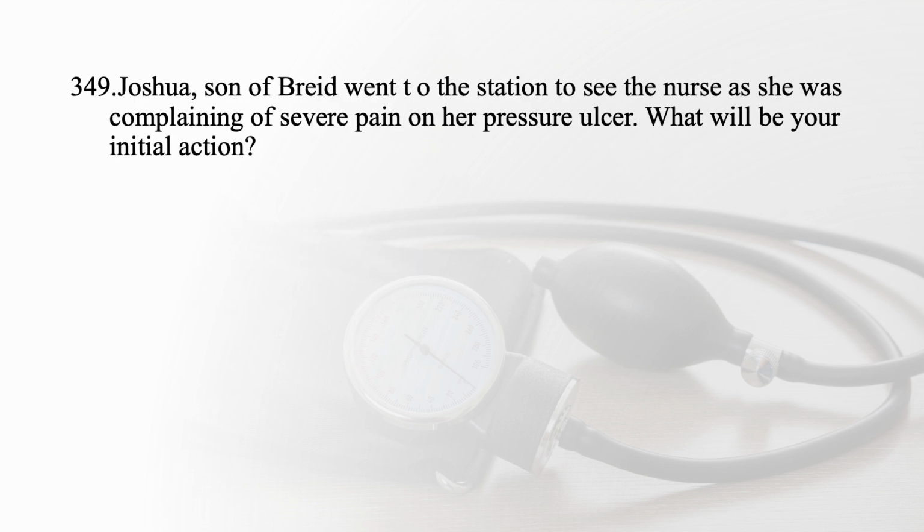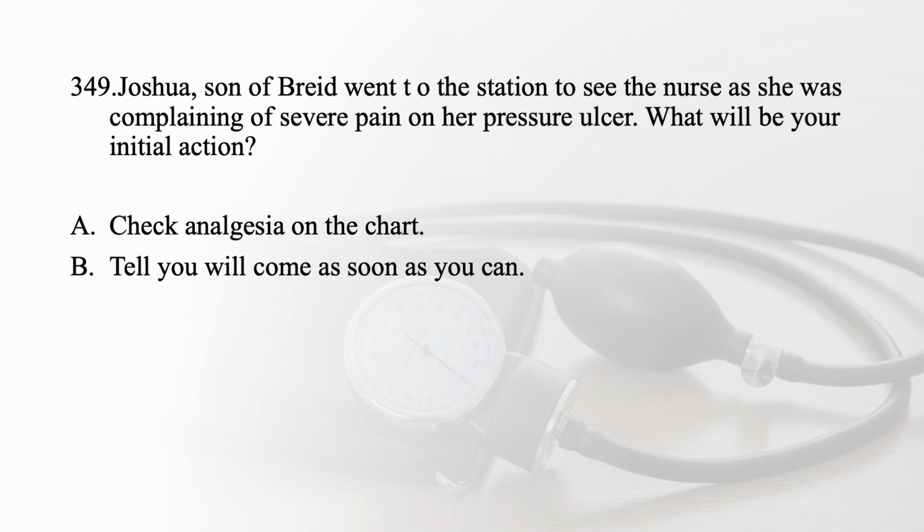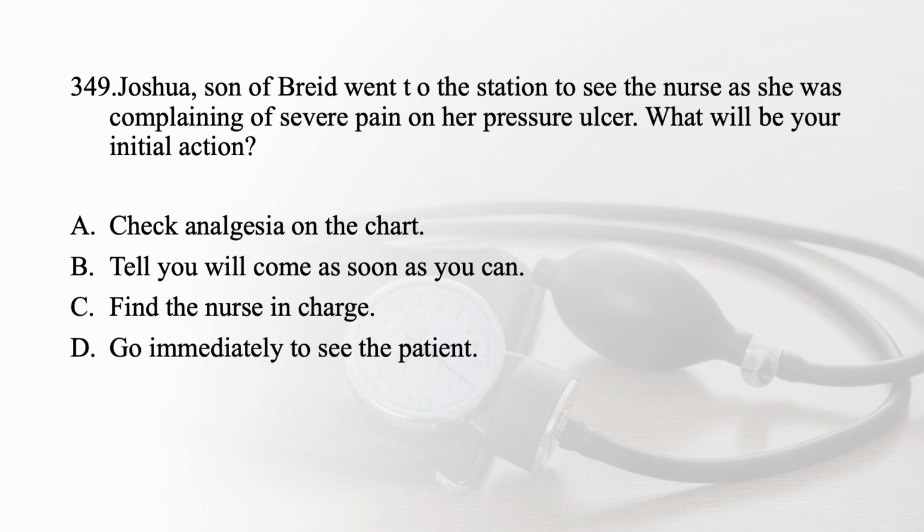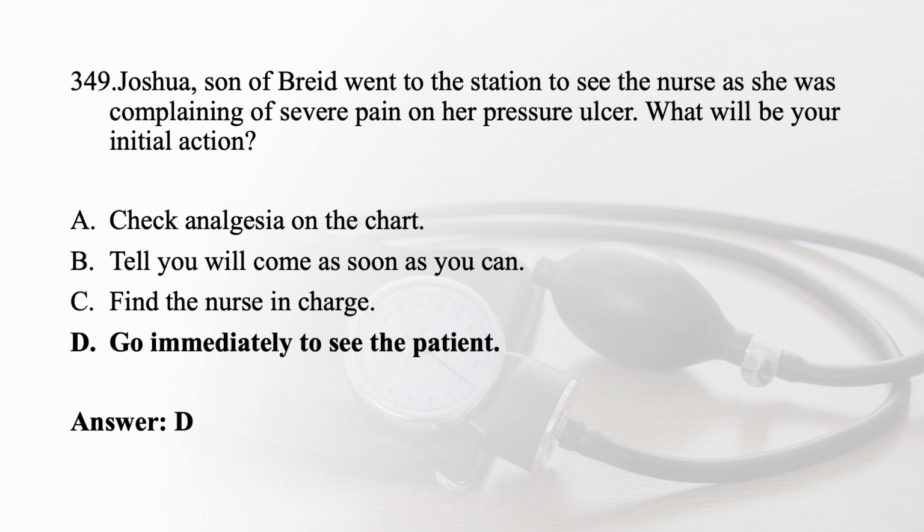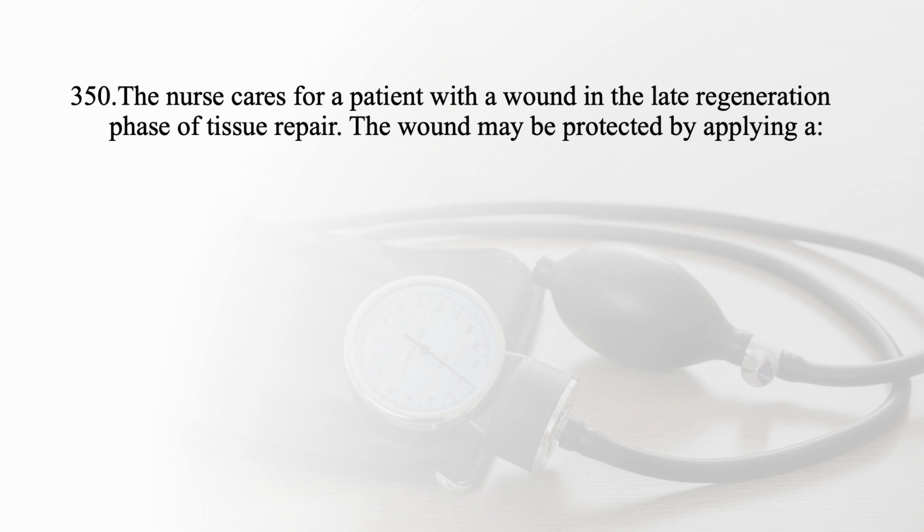Question number 349. Joshua, son of Braid, went to the station to see the nurse as she was complaining of severe pain on her pressure ulcer. What will be your initial action? Option A, check analgesia on the chart. Option B, tell you will come as soon as you can. Option C, find the nurse in charge. Option D, go immediately to see the patient. The correct answer is option D, go immediately to see the patient.